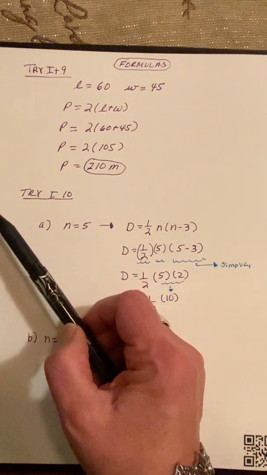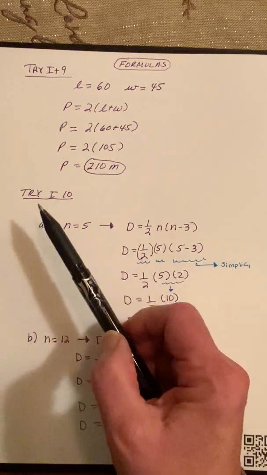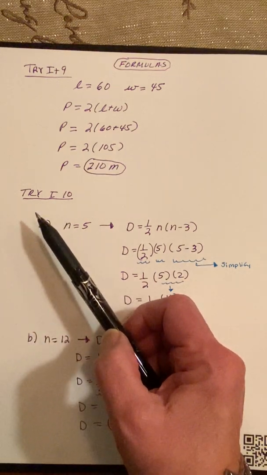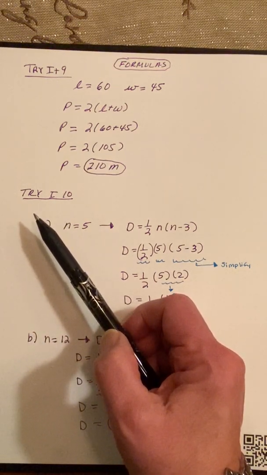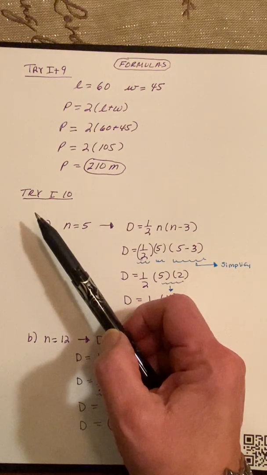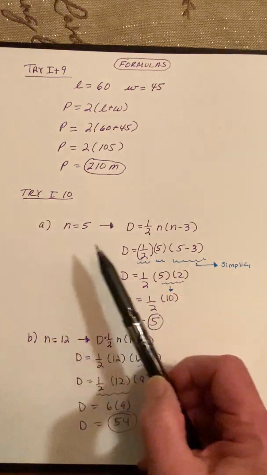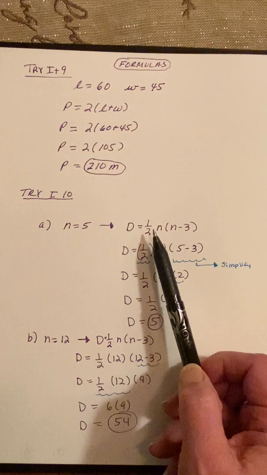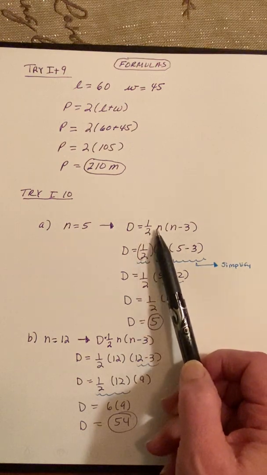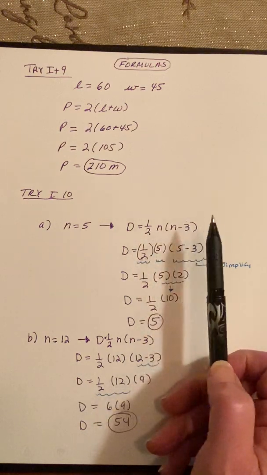Try It number 10 uses a different formula. So given the formula, D equals half times n, half of n, times n plus 1.